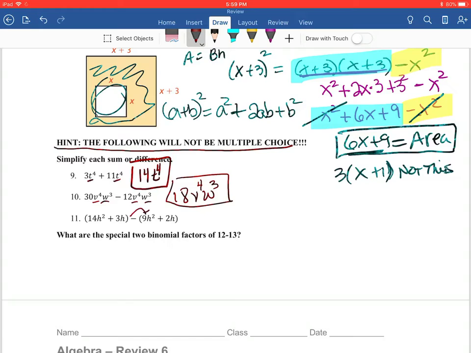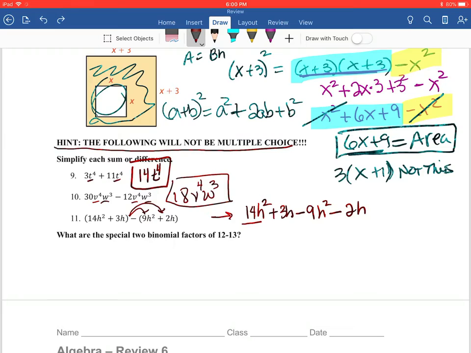Now here you're going to do a little extra work. We have to distribute that -1 to both terms inside the parentheses. So I'm going to rewrite this as 14h squared plus 3h minus 9h squared, minus times a positive becomes a minus 2h. Now I'm going to simplify. I can combine like terms, so I can combine these two here.